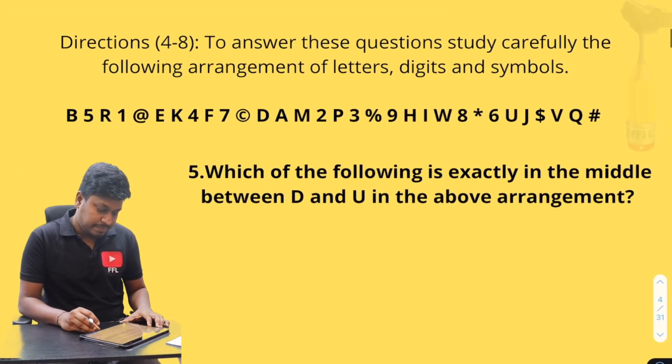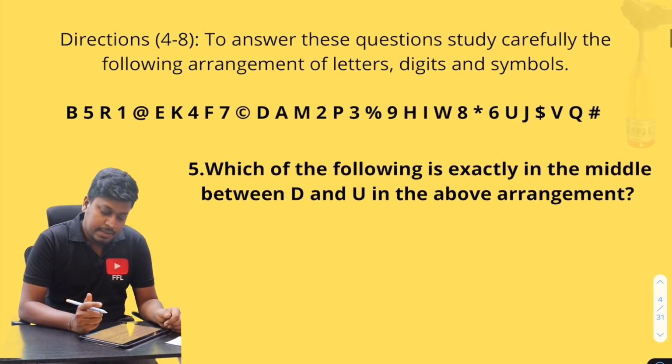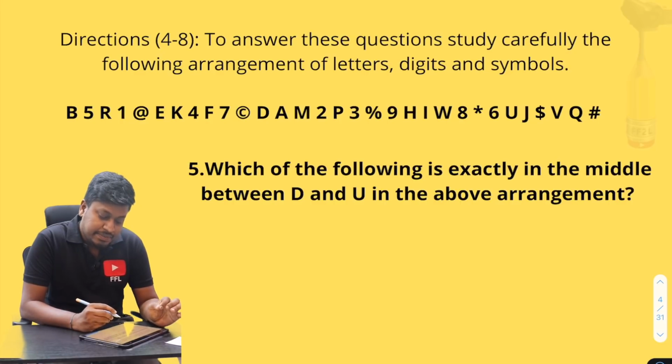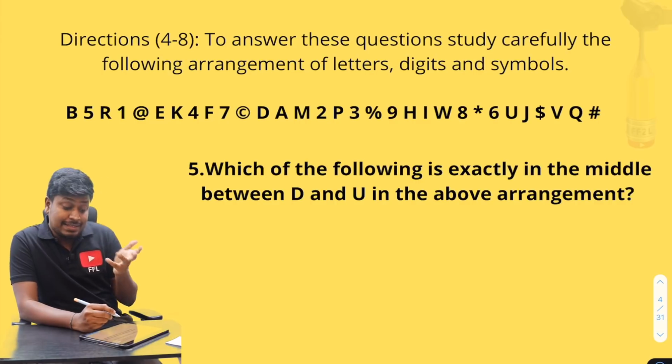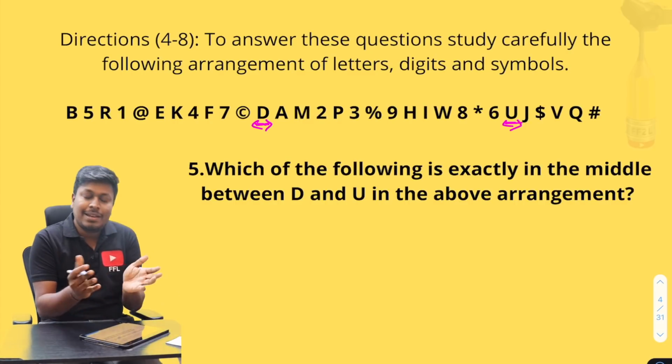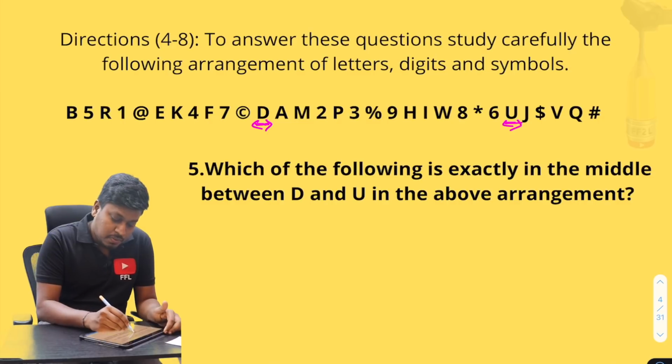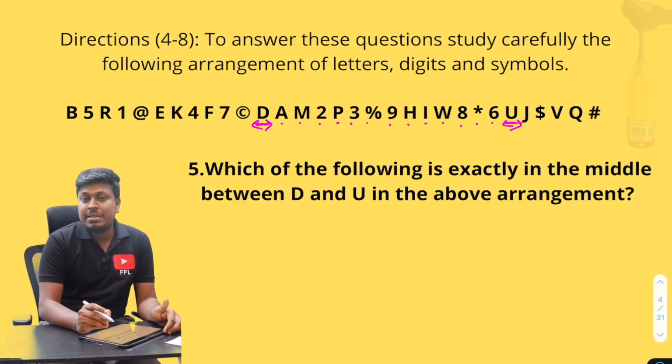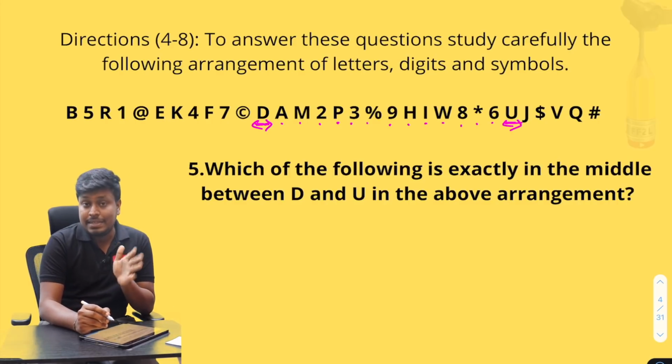So next question. Which of the following is exactly in the middle between D and U in the above arrangement? So we need to find the exact middle. We know that D is here, and U is here. So between D and U, let me find how many letters, symbols or numbers are there. So 1, 2, 3, 4, 5, 6, 7, 8, 9, 10, 11, 12, 13. So totally between D and U we have 13 elements.